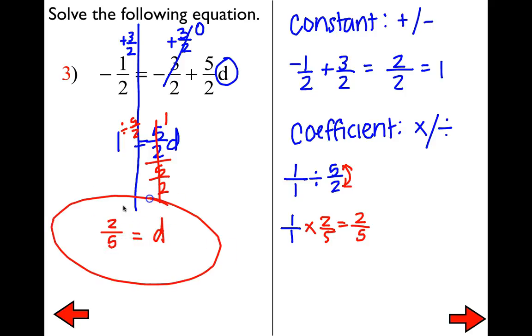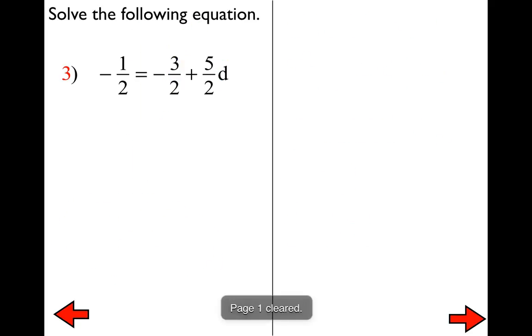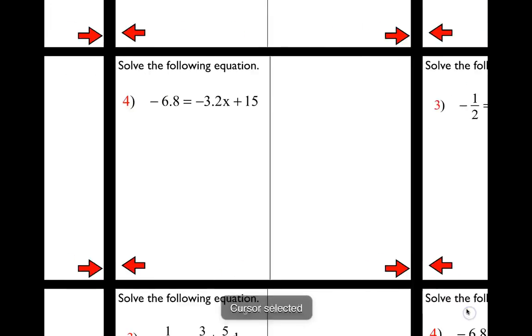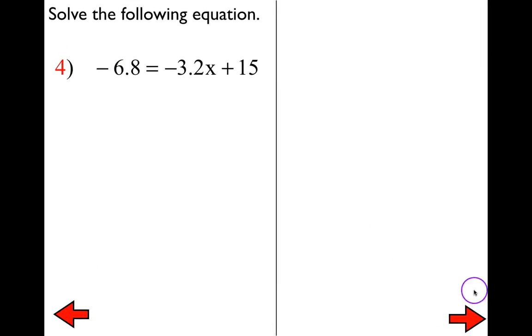And again, before I claim this to be my answer, I need to make sure I check my work by substituting in 2/5 to check to see if I have a true statement or not. Otherwise, that's it. Okay, so now for sure, you must pause the video right now and try number 4 on your own.